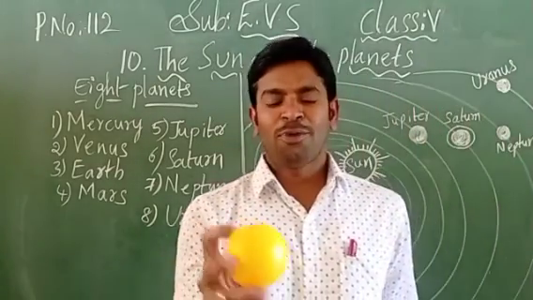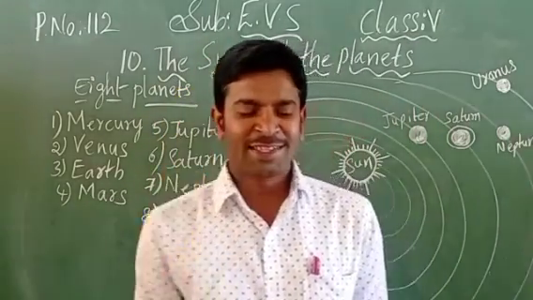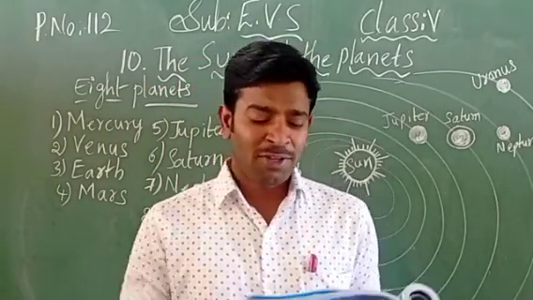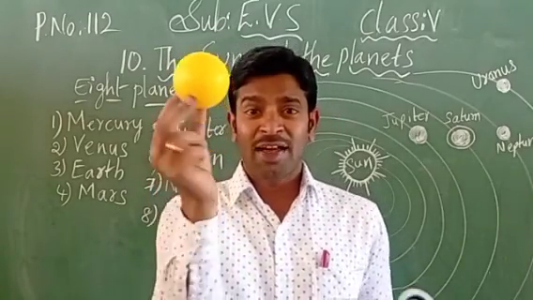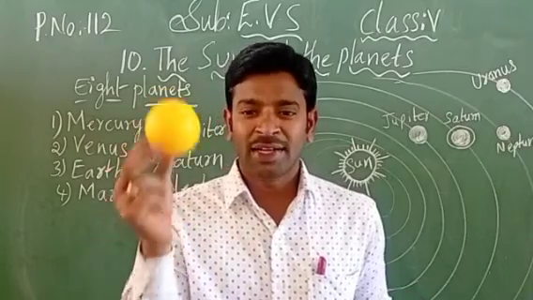So here I have brought one model to show you. This is the ball, children. What is this? This is the ball. So our sun is also looking like a ball. But it is not a simple ball, children. It is a burning ball of fire. It is giving the fire. Due to the fire only we are getting the heat and the brightness.